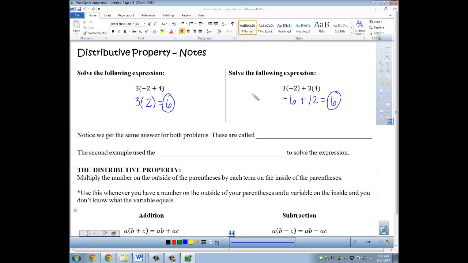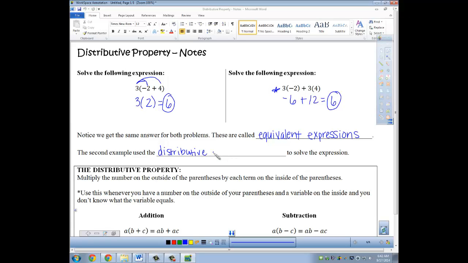What they did to get this was they took the 3 times the negative 2, then plus, because that says plus, and 3 times 4. So in our problems today, we're going to be making a bunch of these little loops to show us what to do. So notice that we got the same answer for both problems. These are called equivalent expressions. So we should know that equivalent means equal. So we got the same answer. They were equivalent. The second example used what we are calling the distributive property.